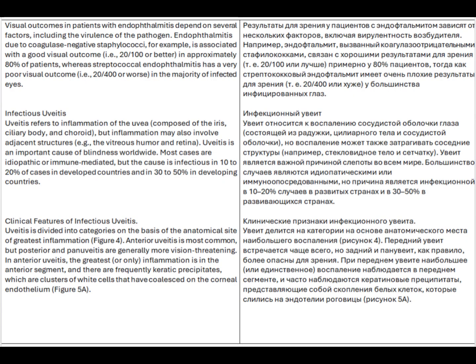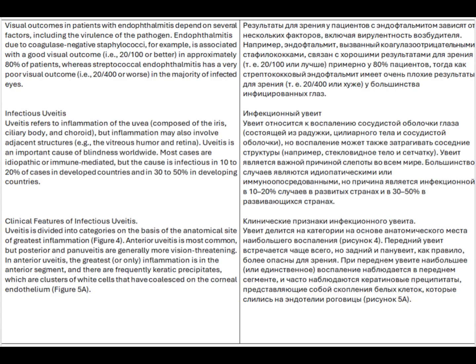Infectious uveitis. Uveitis refers to inflammation of the uvea, composed of the iris, ciliary body, and choroid, but inflammation may also involve adjacent structures, e.g., the vitreous humor and retina. Uveitis is an important cause of blindness worldwide. Most cases are idiopathic or immune-mediated, but the cause is infectious in 10 to 20% of cases in developed countries, and in 30 to 50% in developing countries.